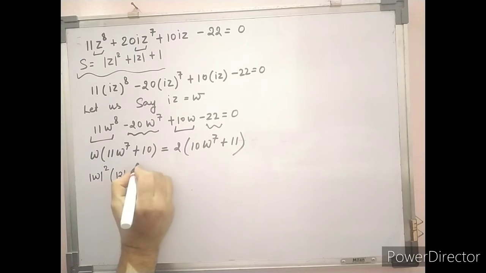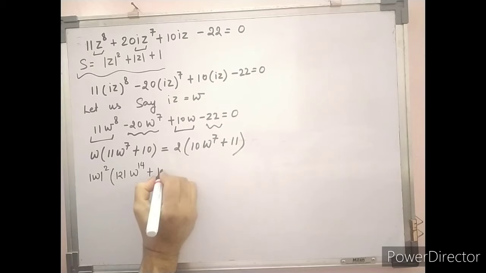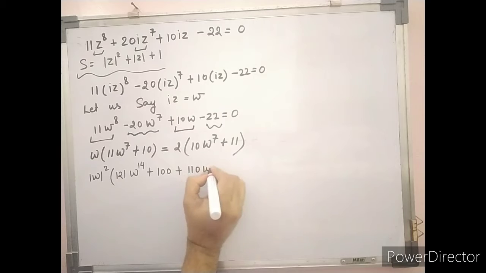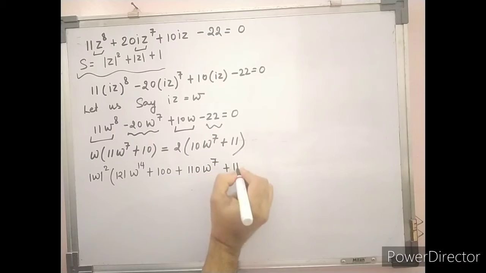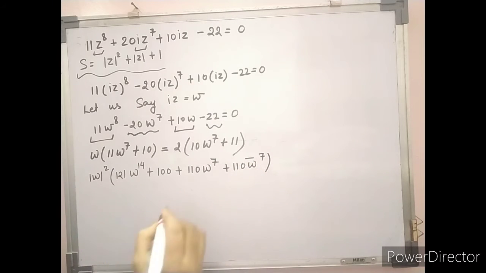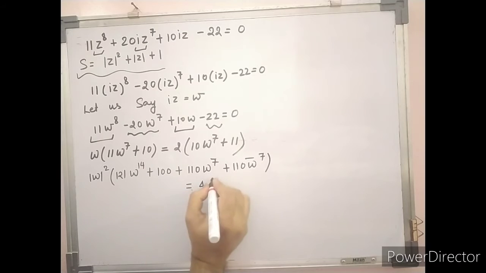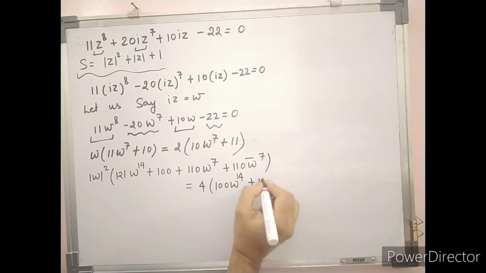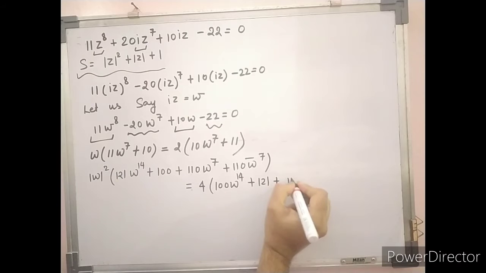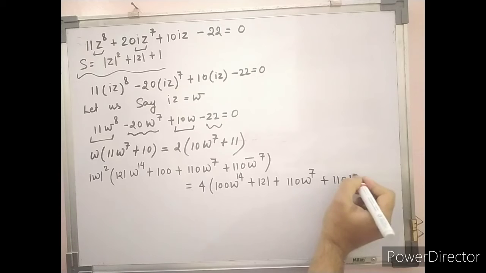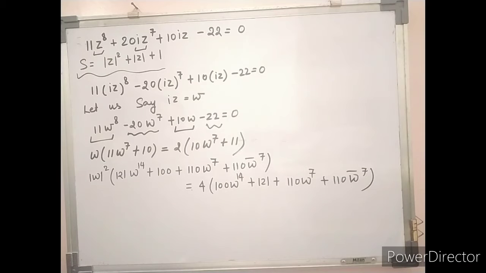121 W to the power 14 plus 100 plus 110 W to the power 7 plus 110 W bar to the power 7, right? This is on the left hand side, and on the right hand side it is 400 W to the power 14 plus 121 plus 110 W to the power 7 plus 110 W bar to the power 7. Okay, from here we can see that some terms will get cancelled out.